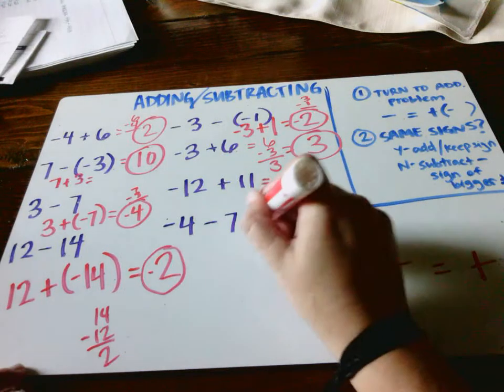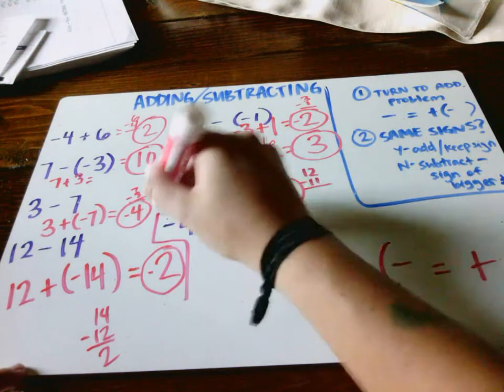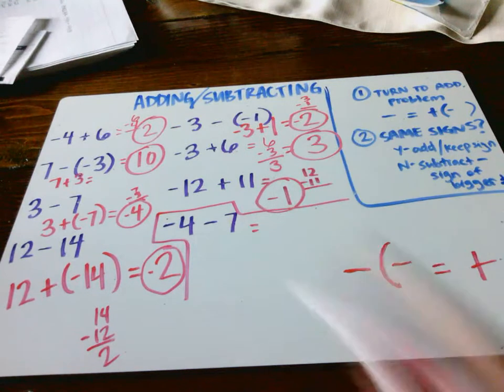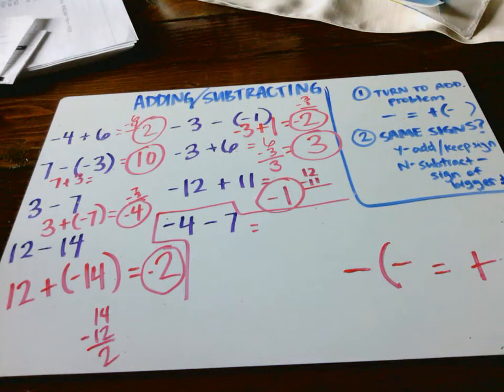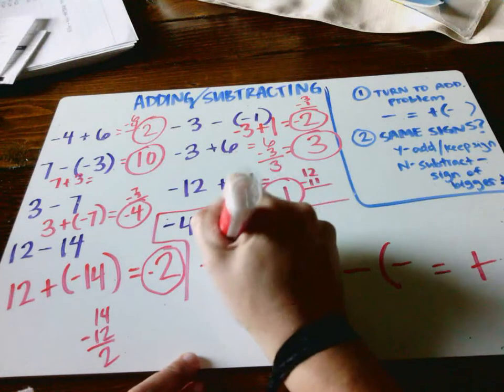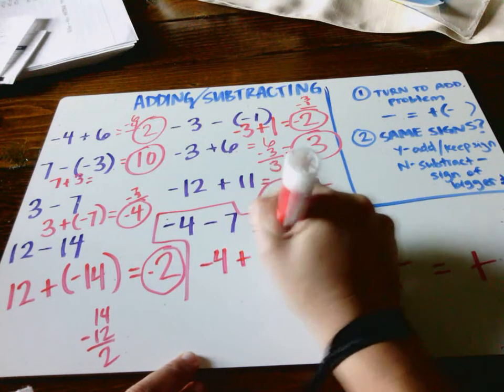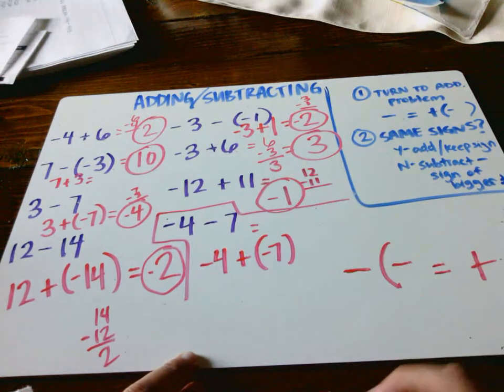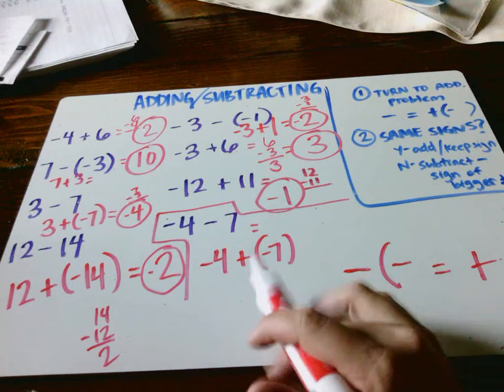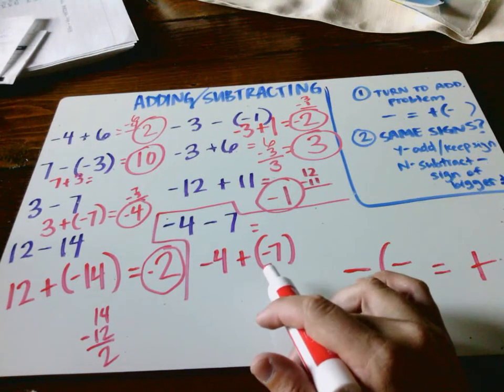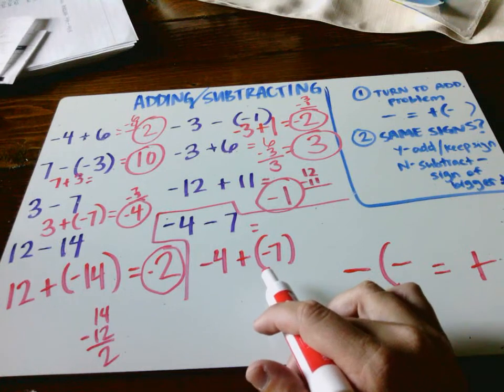The last example I'm going to do here, sorry, they're all kind of running together, is -4 minus 7. Well, first step is to turn it into an addition problem. So I'm going to make it -4 plus a -7. And by the way, I just put the parentheses around it to kind of separate it. Those parentheses don't really do anything mathematically. They just separate your thoughts.